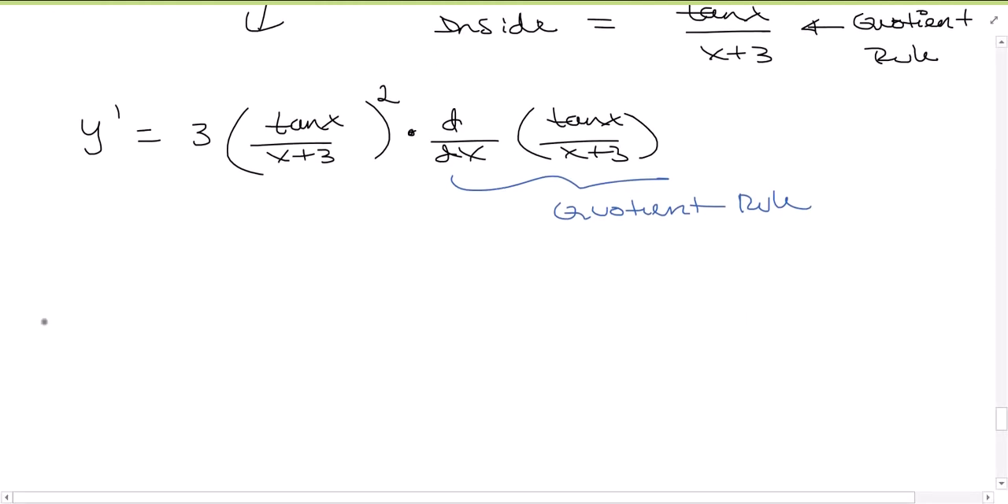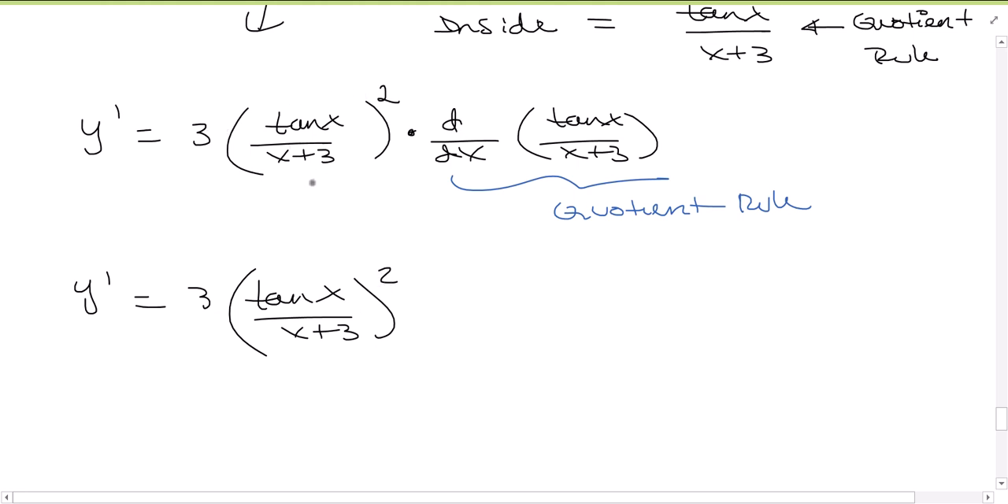So let's do that. So this tangent x over x plus 3 squared. So again, notice that I took the derivative of the outside, leaving the inside alone. I'm not doing this quotient rule and putting it inside. So I don't do the derivative of the outside and then inside do the derivative of the inside. That's not how chain rule works. You do the derivative of the outside, the inside stays the same, then times the derivative of the inside.